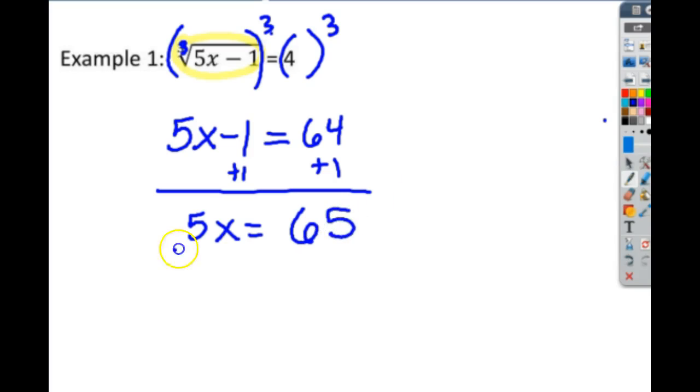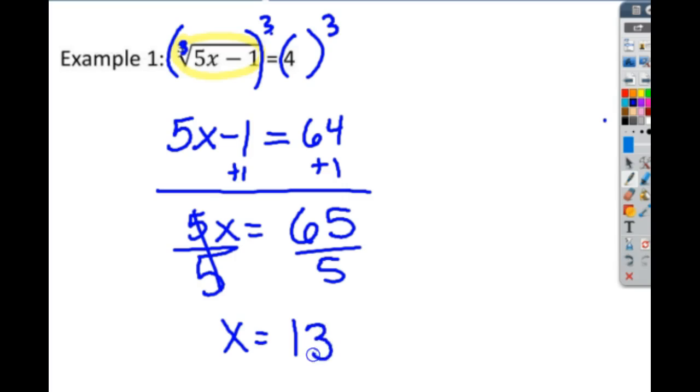And what do we do with the 5? And x equals 13. Right? 13?